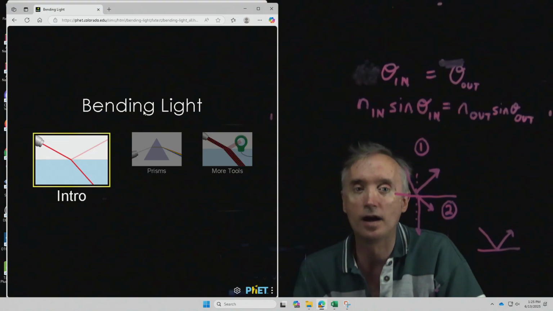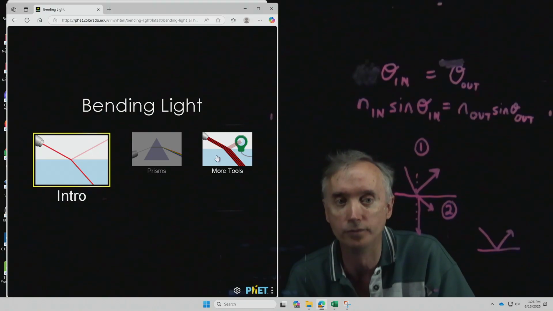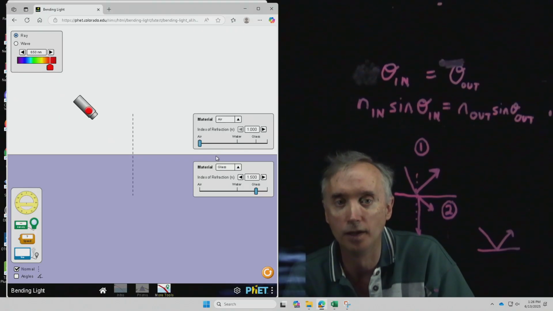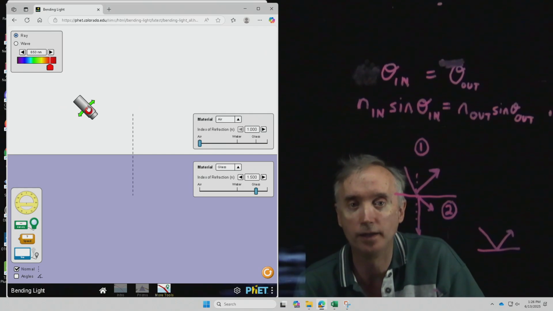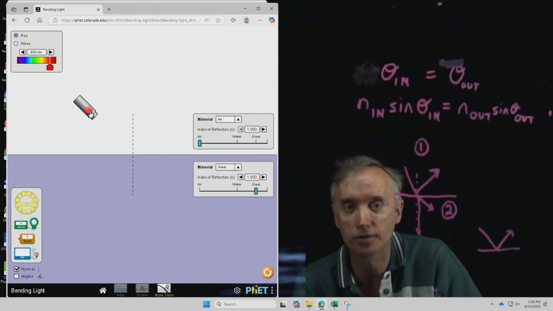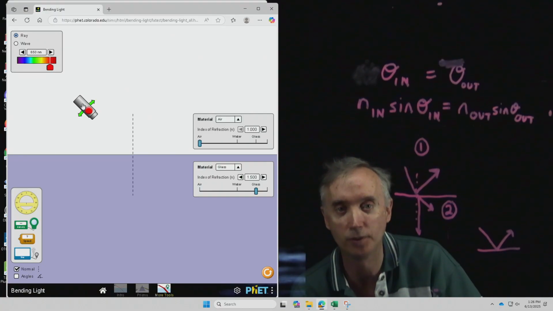Okay, now we've got the intro, we've got prisms, and then we've got more tools. So we want to do the more tools one. So let's click on that. And so here's our picture. Now we've got a laser, or as Dr. Evil would say, "laser." All right, so here's our laser up here.